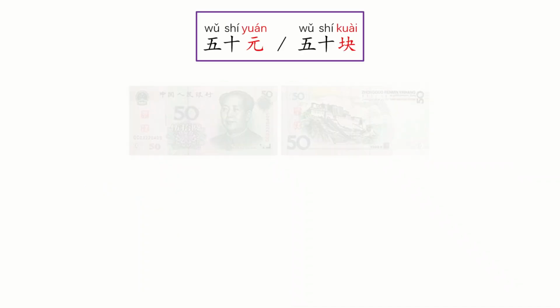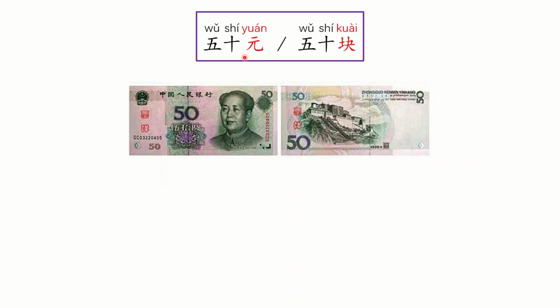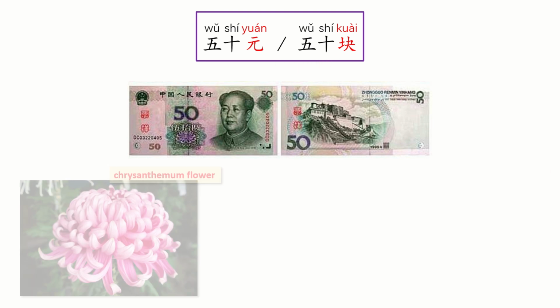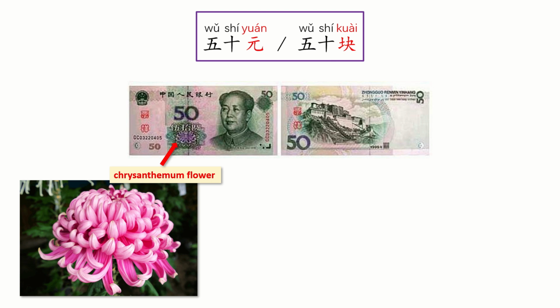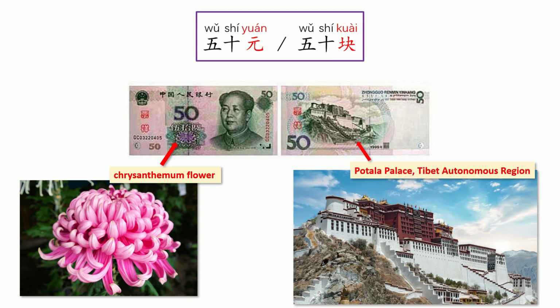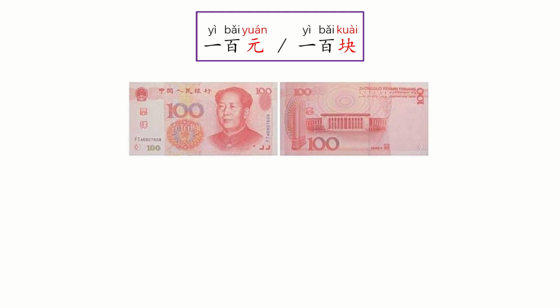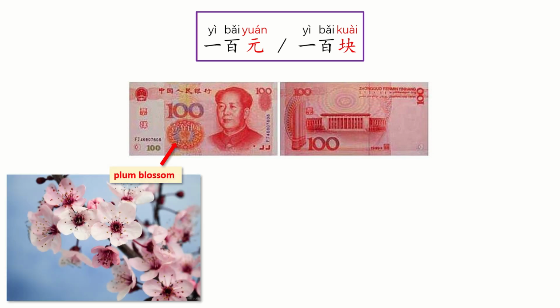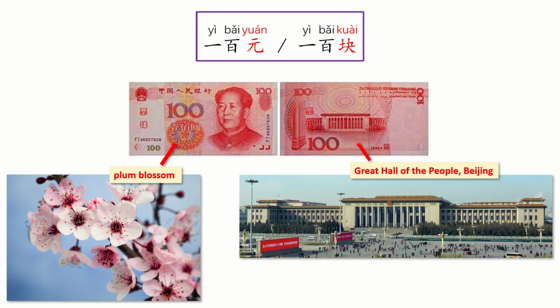This is the $50 note called 50 yuan or 50 kuai. The flower on this side of the note is the chrysanthemum flower, and the landmark is the Potala Palace in the Tibet Autonomous Region. The largest banknote is $100, which we call 100 yuan or 100 kuai. On this note, we have the plum blossom, and on the other side, we have the Great Hall of the People in Beijing, which is basically like China's Parliament House.